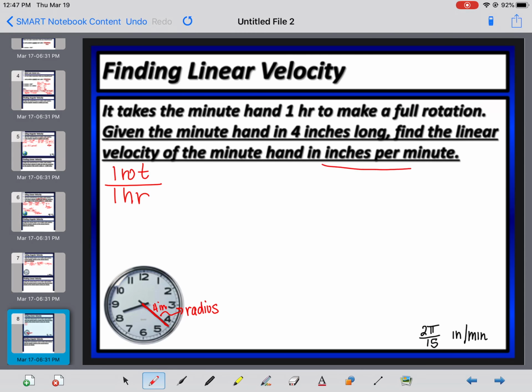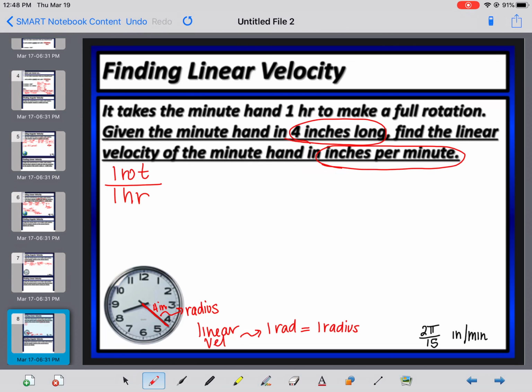Find the linear velocity of the minute hand in inches per minute. Anytime that you see the words linear velocity, you want to automatically know you're going to have to use 1 radian equals 1 radius. Why else would they be giving you this extra information in the problem to tell you that the minute hand is 4 inches long?